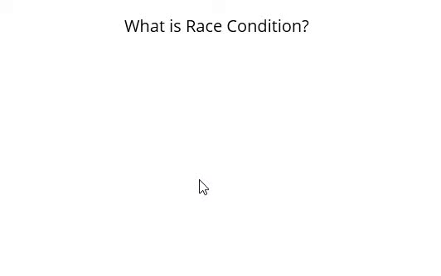Hello all, let us talk about something called race condition in embedded systems. So race condition is something which is an undesired scenario that happens due to the hardware, or due to the software that is written for a particular system. Let us see what is race condition from the hardware perspective.